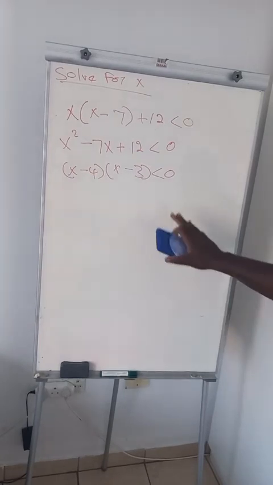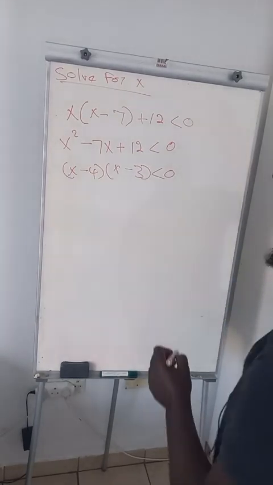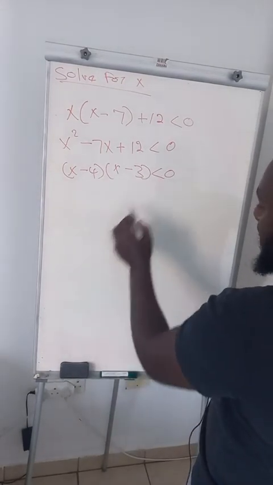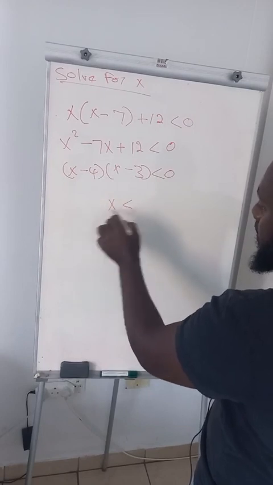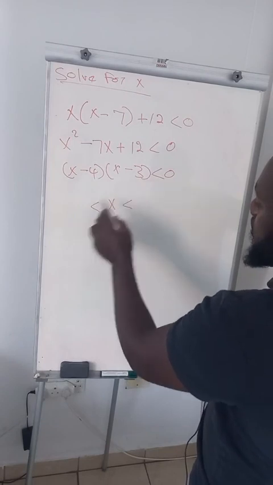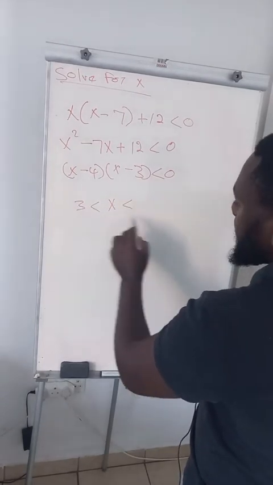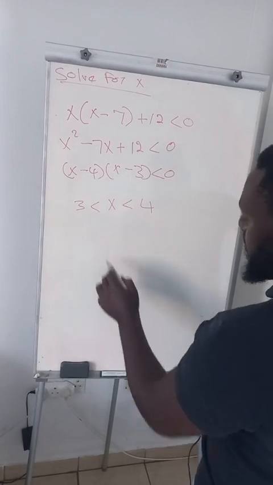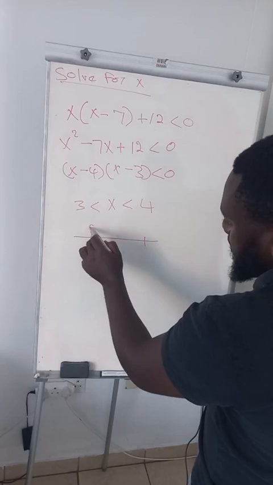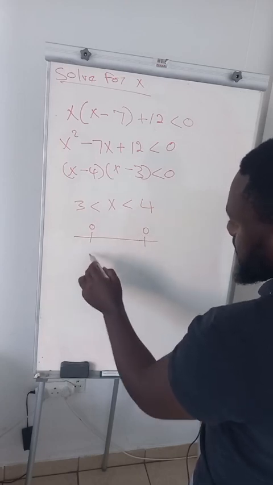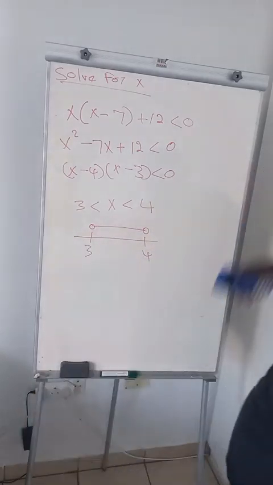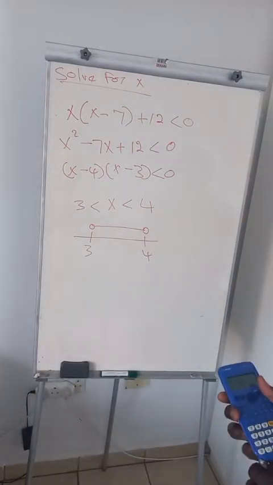So once you have these, we go back to what I just explained to you. Because there is a less than, your x will be between the two values. Which one will be the lowest value here? The lowest value will be the 3, and then the 4 will be here. And then your number line will be something like this. This will be 3, and this will be 4, and then you're done.